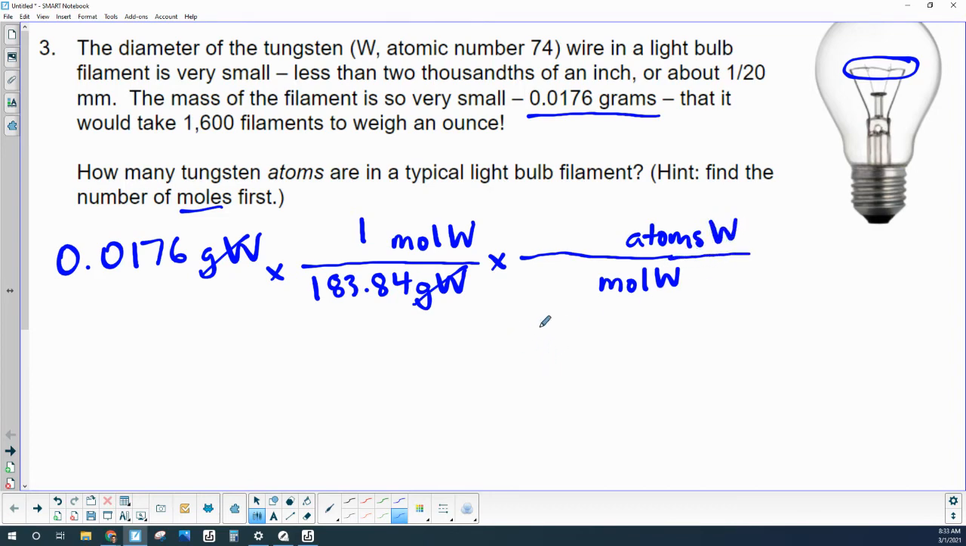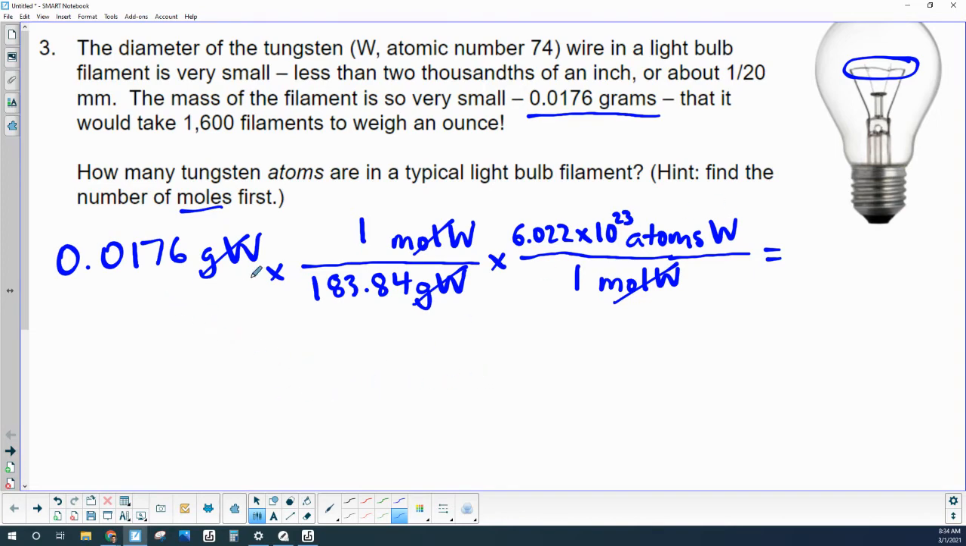So here's where we need to use Avogadro's number. 1 mole of anything contains Avogadro's number of particles. The particles here that we're dealing with are atoms. So I need to multiply by Avogadro's number, and we are going to use a value of 6.022 times 10 to the 23rd power for Avogadro's number. That is how many atoms would be in 1 mole of tungsten. At that point, moles would cancel, and I will end up in atoms, which is what I want.